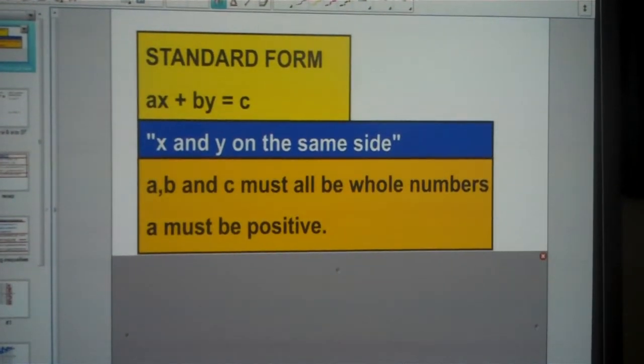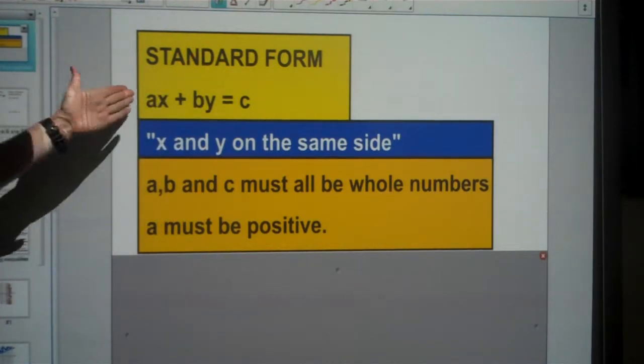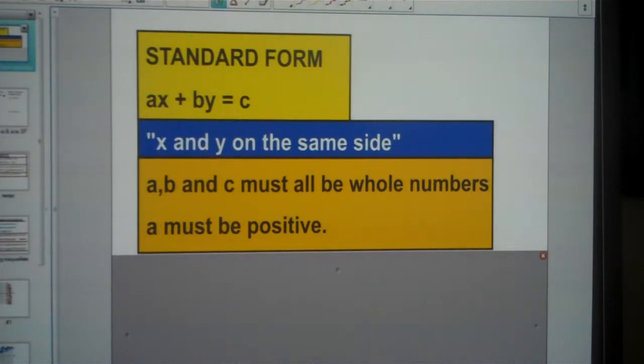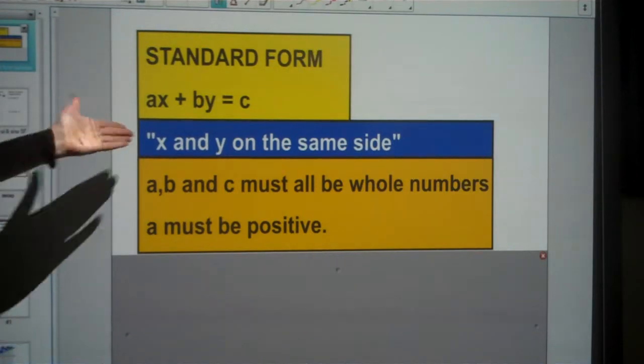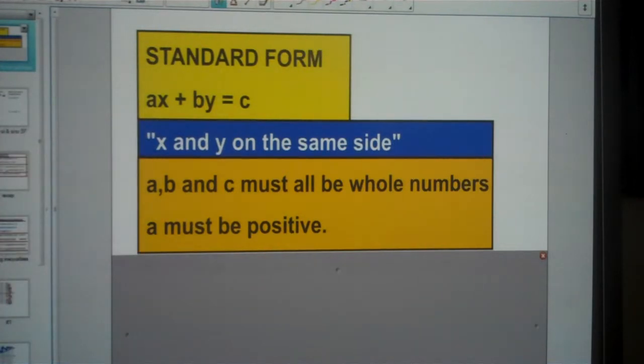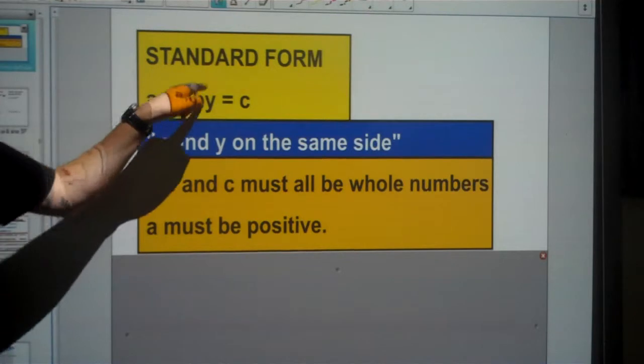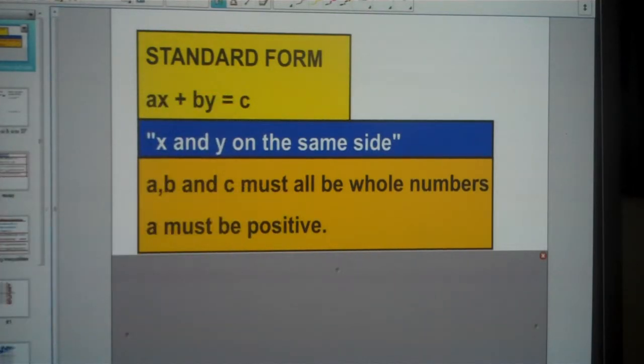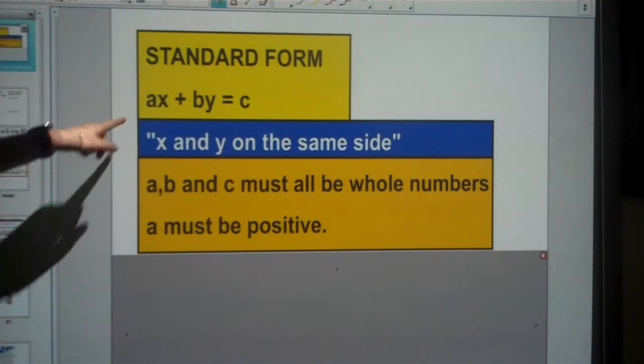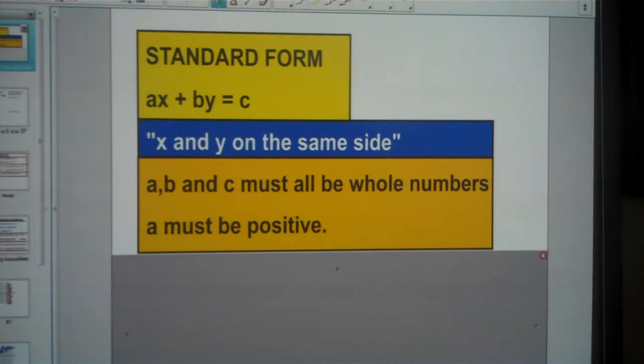So this is the 6th lesson in Unit 4, and one of the things we look at in this lesson is standard form. So just a little quick reminder on what standard form is. It's the form ax plus by equals c. You should remember it as x and y on the same side, but there are a couple of extra rules. These three constants must be whole numbers, so in other words we're not allowed fractions, and also the number of x's must be positive, and if it's not, then you should make it so.